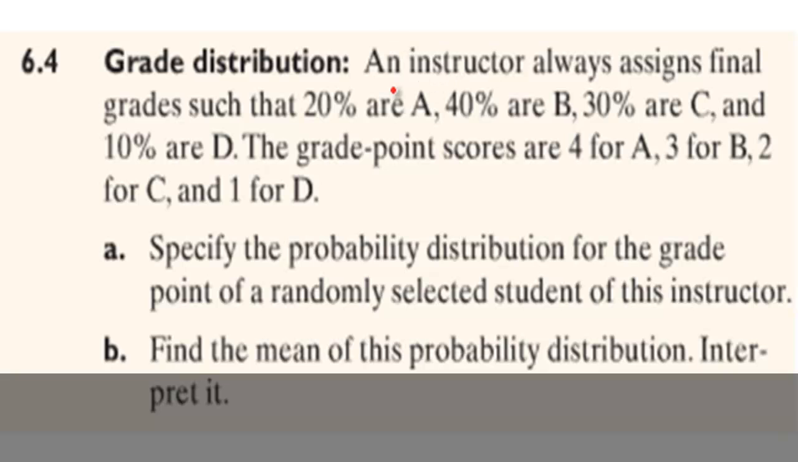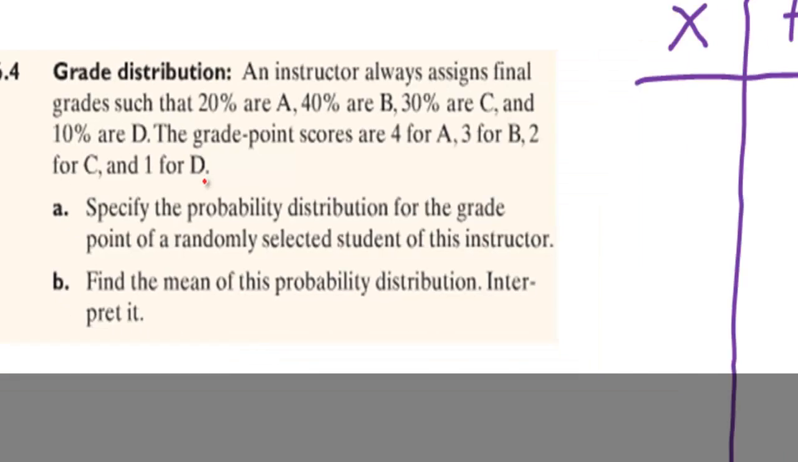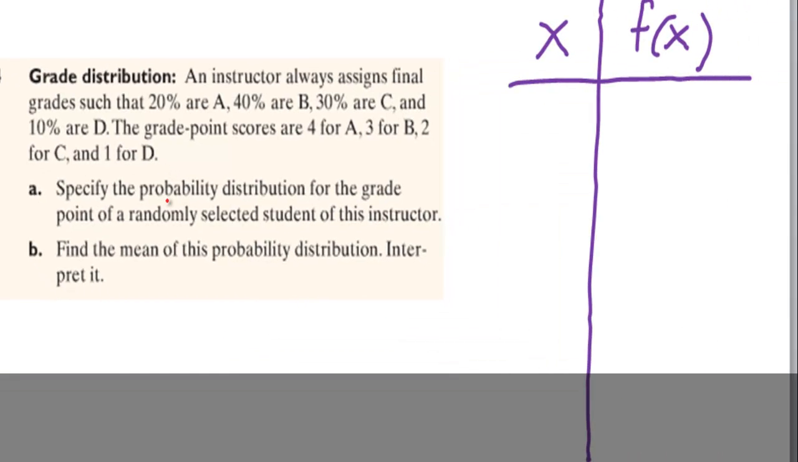For this problem, the final grades are such that 20% are A, 40% B, 30% C, and 10% D. The grade points are 4 for A, 3 for B, 2 for C, and 1 for D. And it asks us to find the probability distribution for the grade point average of a randomly selected student of this instructor, and then find the mean.